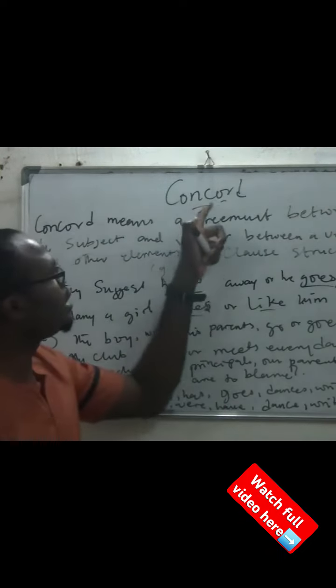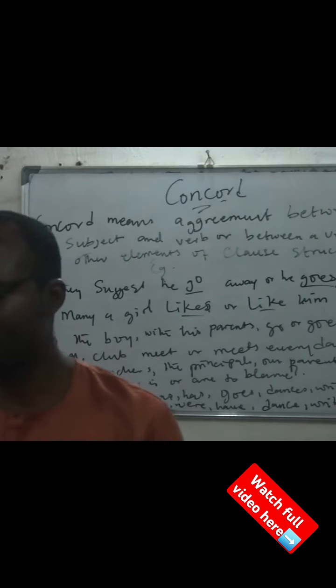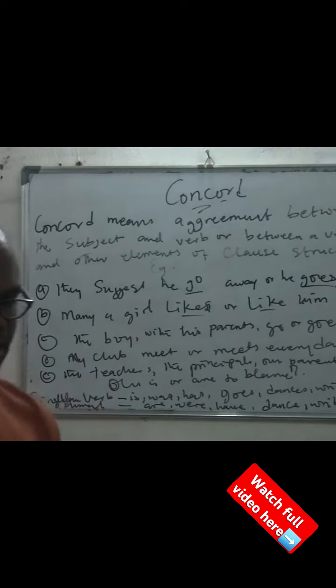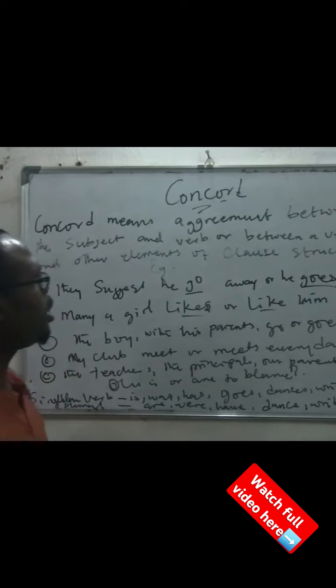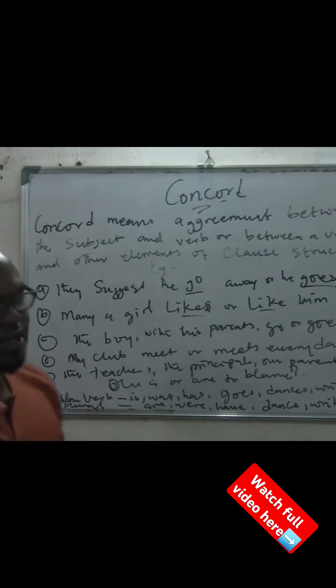Yes, welcome. Today we're going to be learning about Concord. We're going to be learning about what? Concord. Leave whatever you're writing and pay attention. Concord means agreement between a subject and the verb, or between a verb and other elements of a clause.